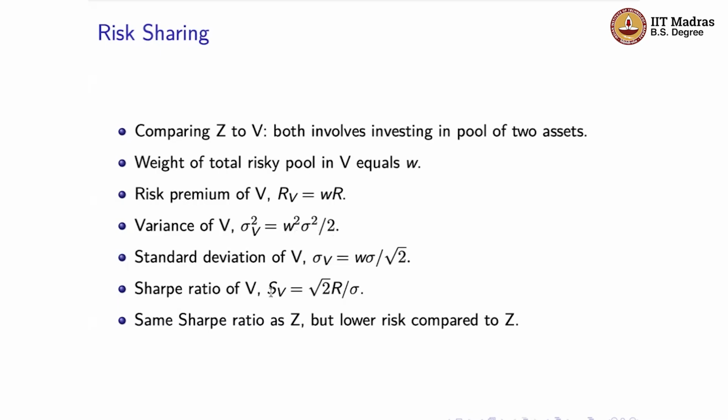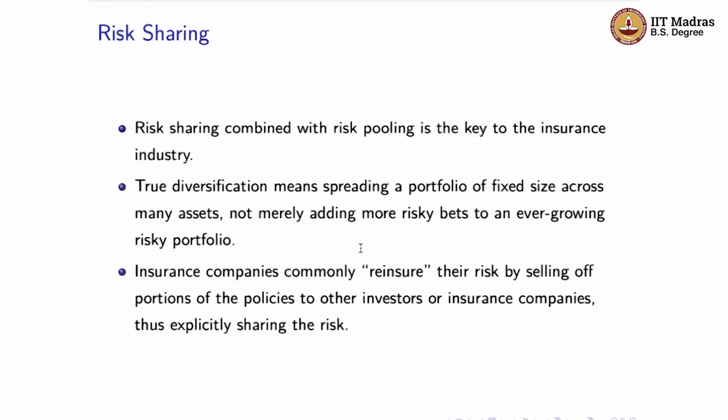Now if you calculate the Sharpe ratio, dividing the risk premium by the standard deviation, you end up getting square root of 2 times R by sigma. If you compare this with what we saw in portfolio Z, you'll notice that this has the same Sharpe ratio as before, but it has lower variance and therefore lower standard deviation compared to portfolio Z. So it achieves the same profitability, if we think of Sharpe ratio as a measure of profitability, but it actually has lower risk in the sense of lower standard deviation.